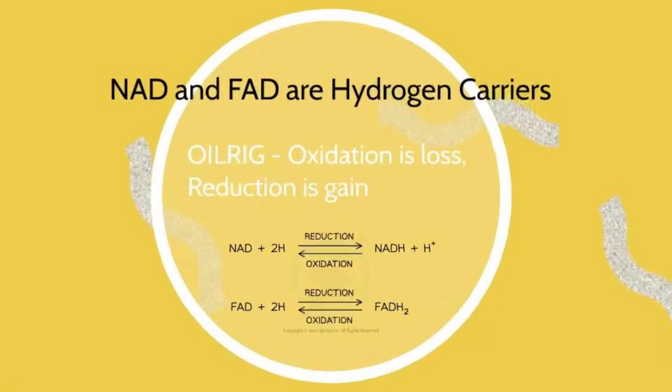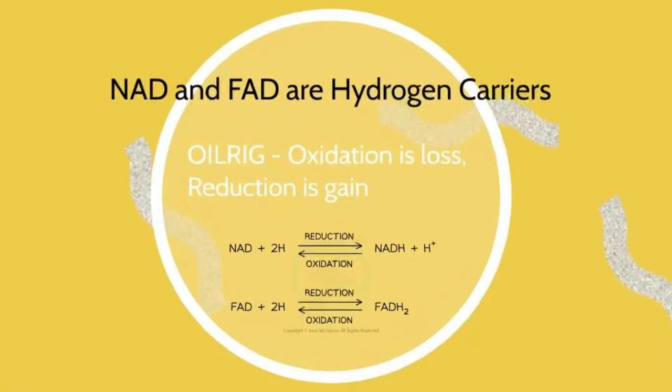An easy way to remember this is the acronym OIL RIG, which means oxidation is loss and reduction is gain. So in relation to FAD and NAD, when they gain a hydrogen, they are reduced. It can be a little bit confusing because they gain something and then being reduced kind of suggests that you are losing something, which is why it's helpful to remember the acronym OIL RIG. Oxidation is loss, reduction is gain.